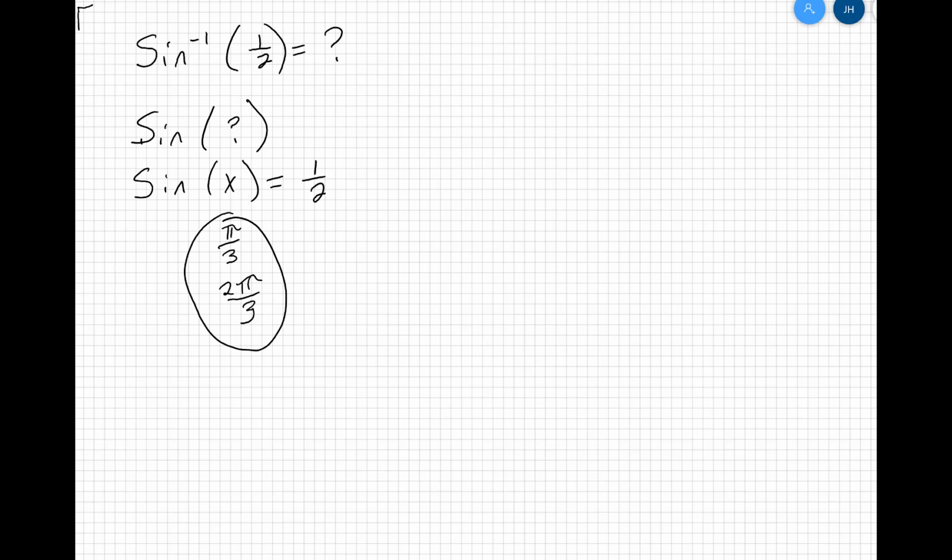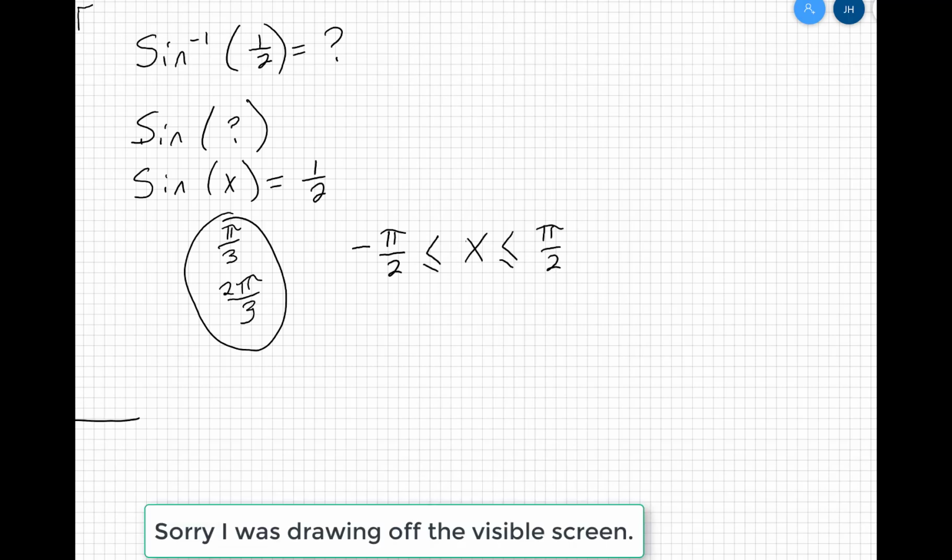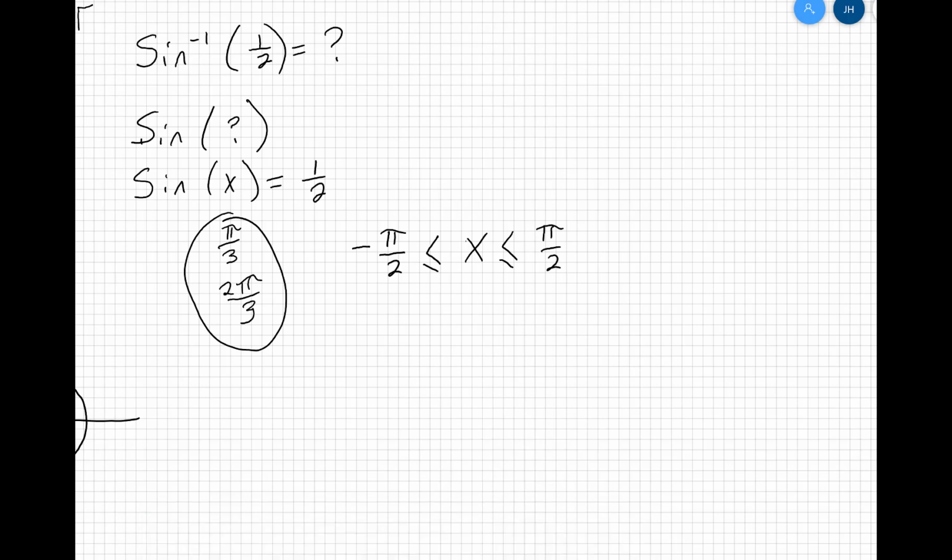However, we need to know one specific answer. So what we're going to do is look at between negative pi over 2 and pi over 2, and if we look at the unit circle, that means we're looking at this side of the unit circle, and we look for where our y value on the unit circle is 1/2, pi over 3. So inverse sine of 1/2 is going to be pi over 3.